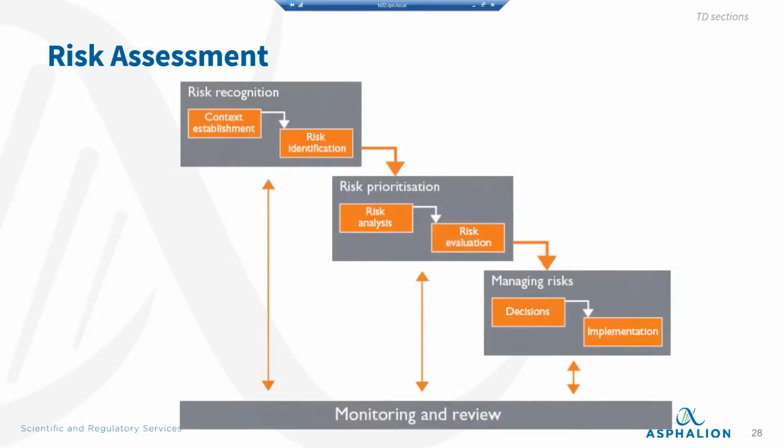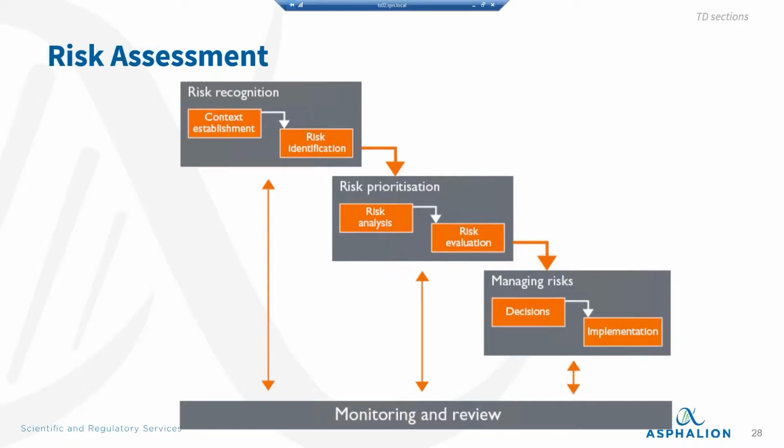So we have this pattern. First, as we said, recognition, then prioritization, and management. This process has to be constantly monitored and reviewed. It's not a thing you do once and forget about it. You have to keep updating your risk management file. It's something that has to be done over and over.